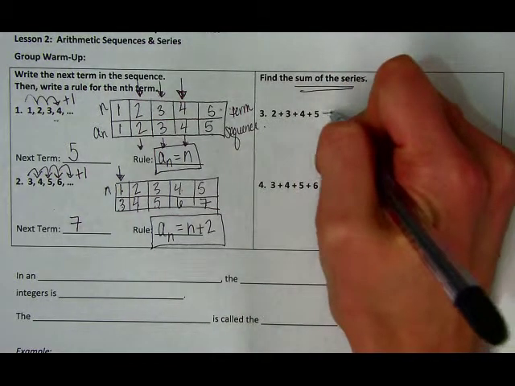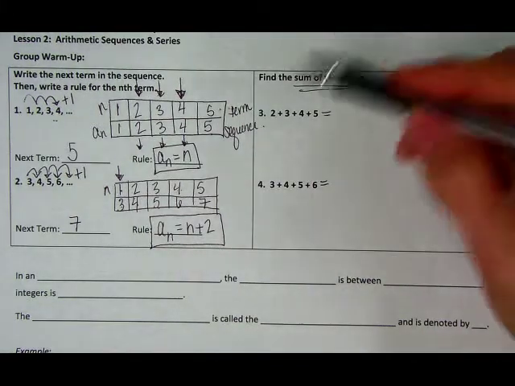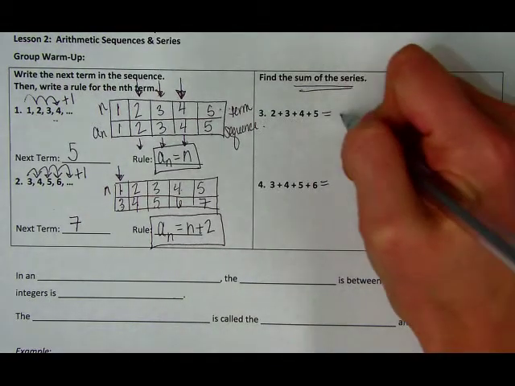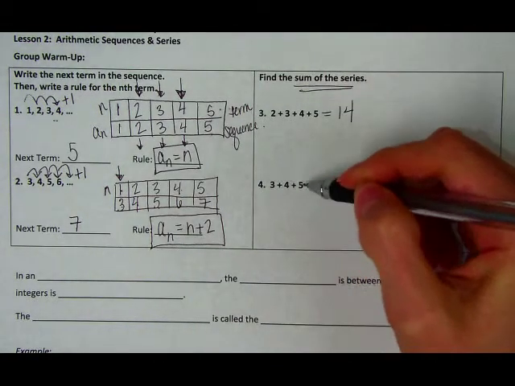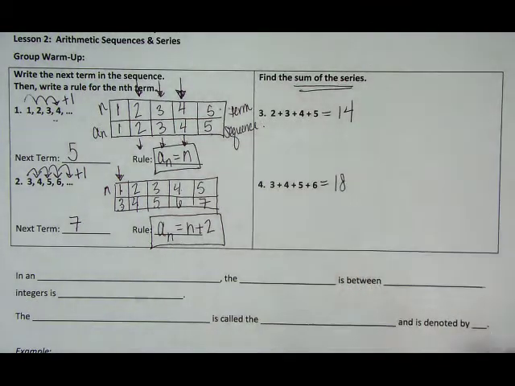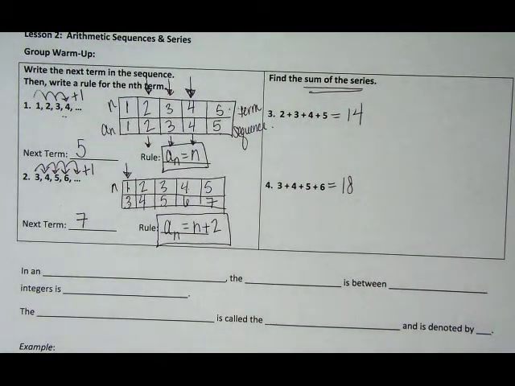3 and 4 is just asking us to find the sum of the series. Sum of the series we know is we're just adding our values up. So 2 plus 3 plus 4 plus 5 gives us 14. And 3 plus 4 plus 5 plus 6 should give you 18. So those are the answers for numbers 1 through 4 for your group warm-up.